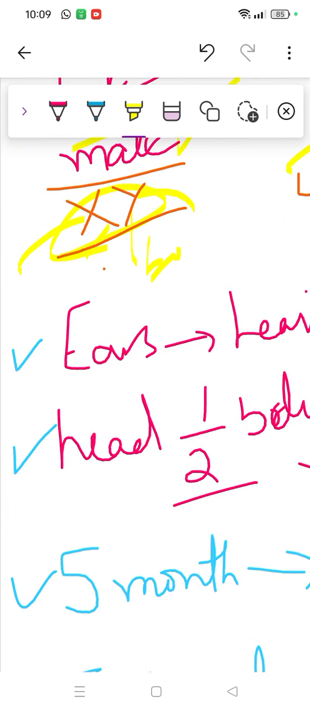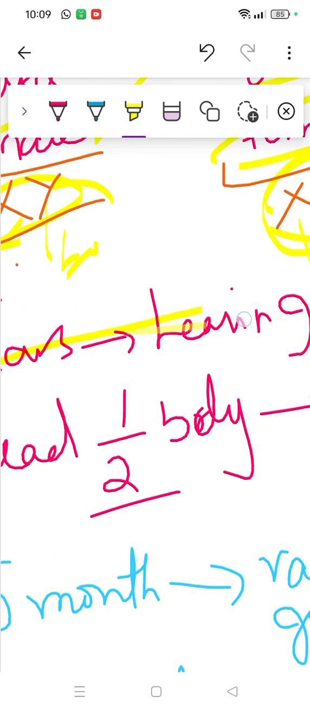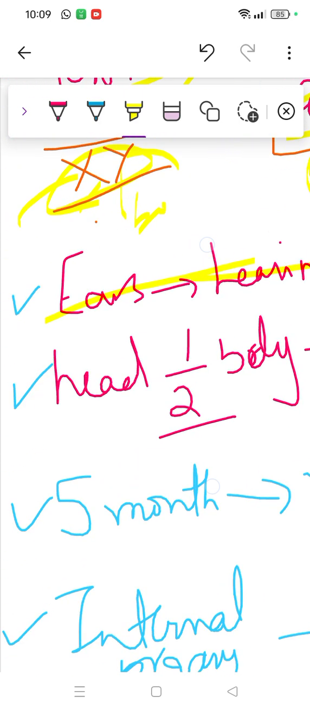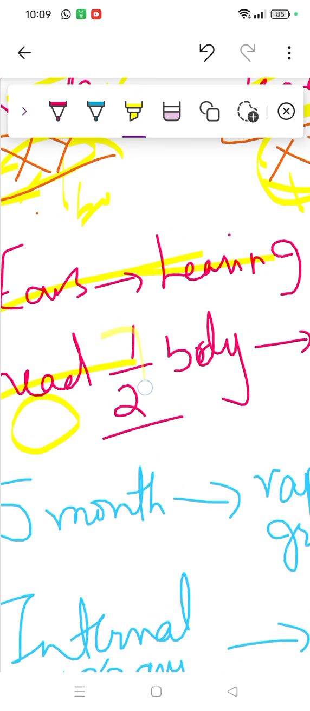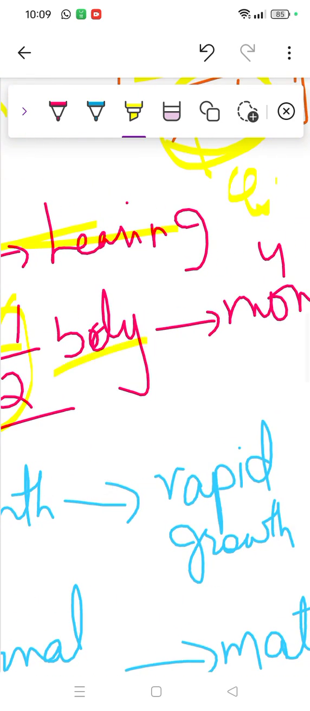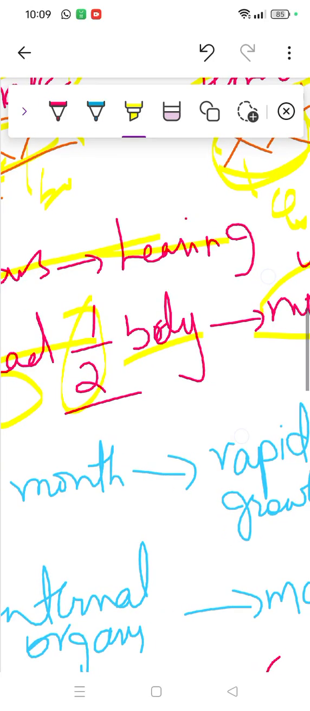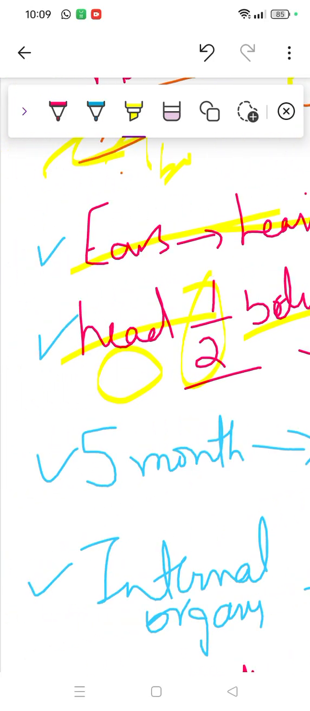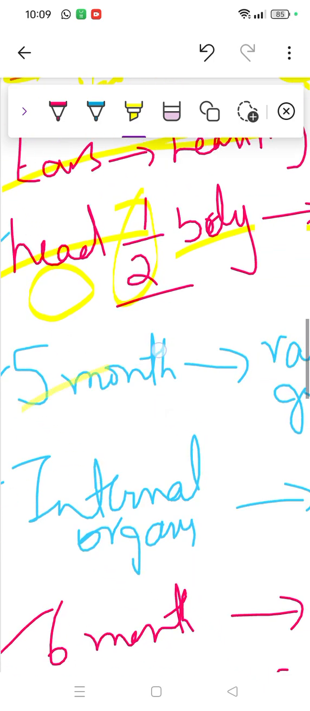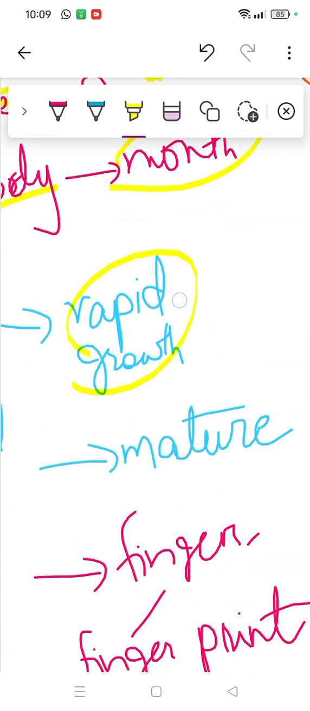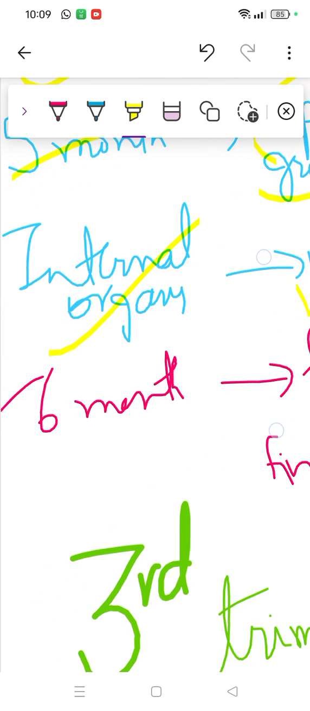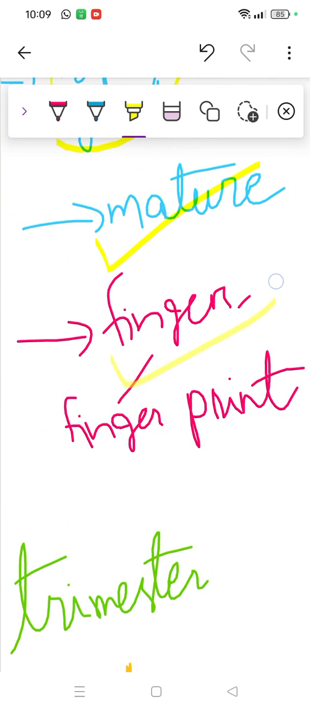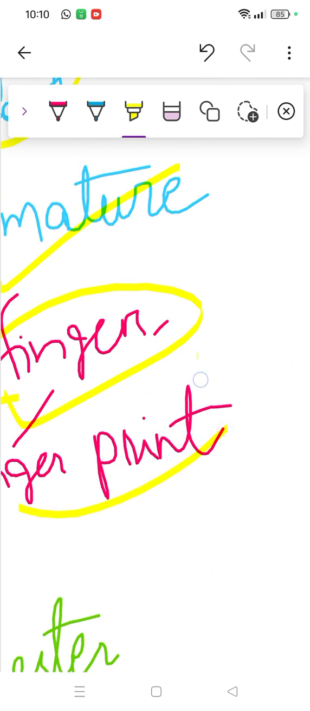Then come the ears. This means hearing can also start from the fourth month. The head, our head and the brain part, is quite big, like one half of the body. In the fourth month we can see the head is one part and the entire body is the second part. Then comes the fifth month, which is about rapid growth. Internal organs will be formed and they will become mature. During the 6th month, there will be fingers, and fingerprints will start.